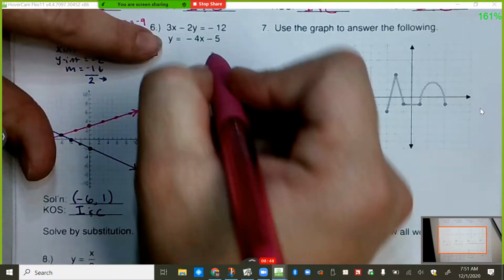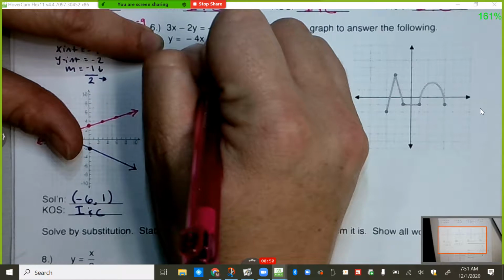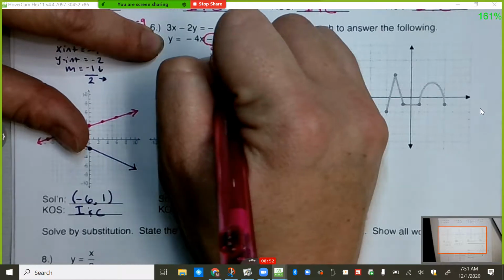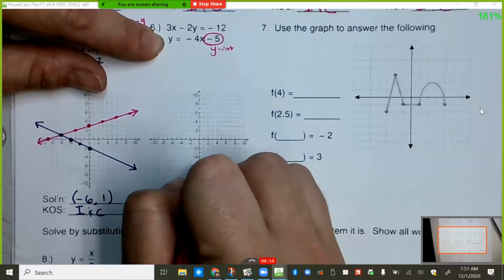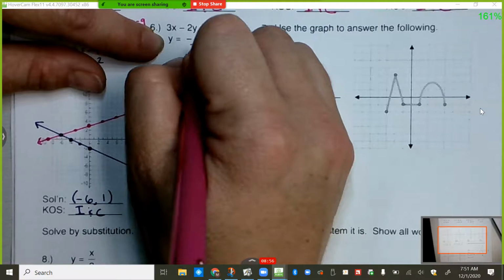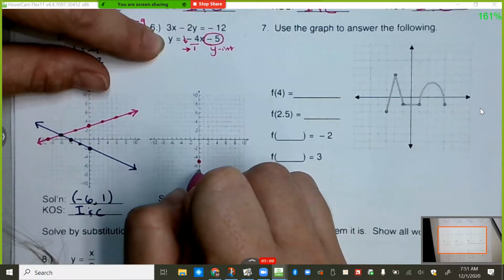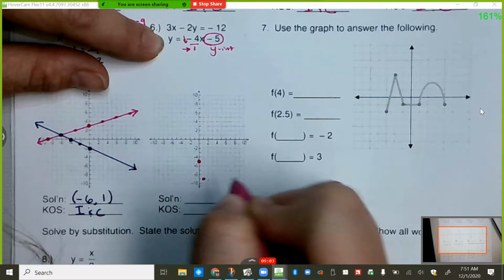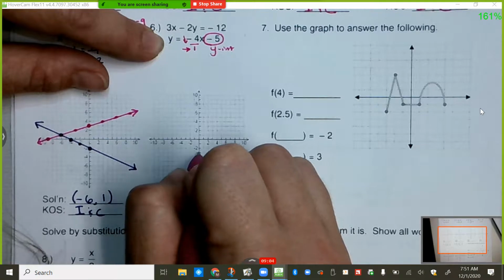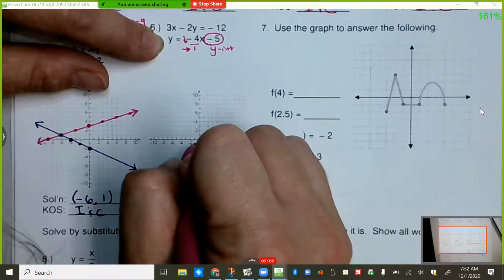Okay, over here I have this one that's already in slope-intercept form. So this is my y-intercept at -5. And my slope is -4 over 1, which means down 4, right 1. I can also go up 4, left 1.